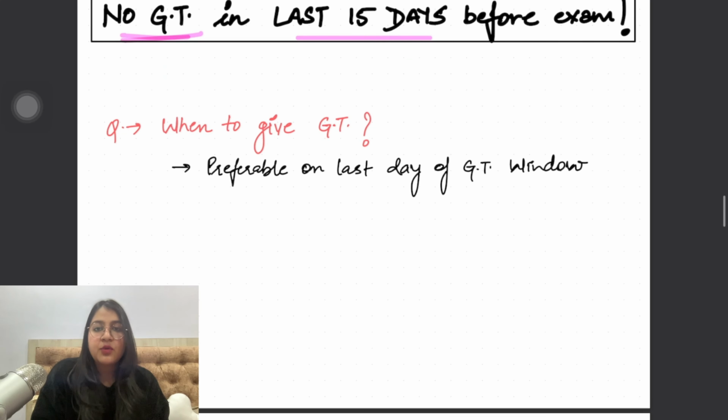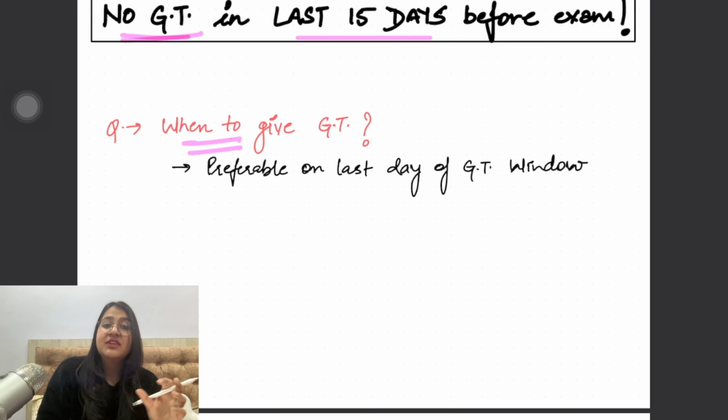All right. Okay, now when to give a GT? So preferably you should give a GT on the last day of the GT window. जो भी ऑनलाइन प्लेटफॉर्म्स है सब में एक 5 to 6 day का GT window होता है. So try to give a GT on the last day of the GT window, so that when the solutions are uploaded thereafter, you are able to review it then and there only.